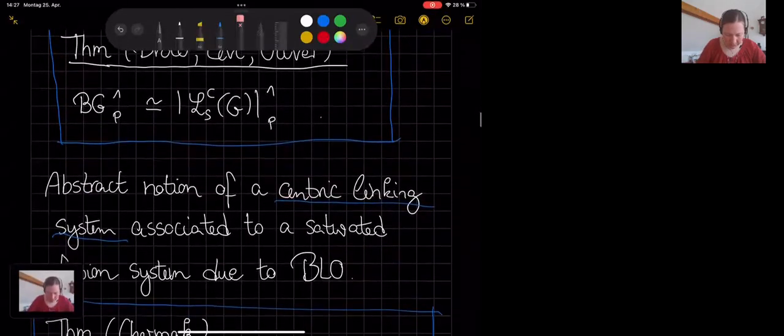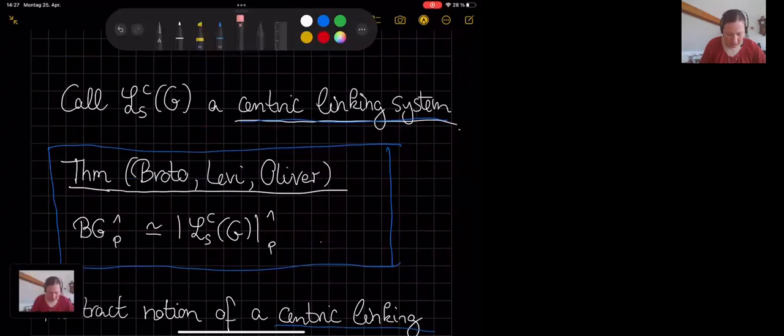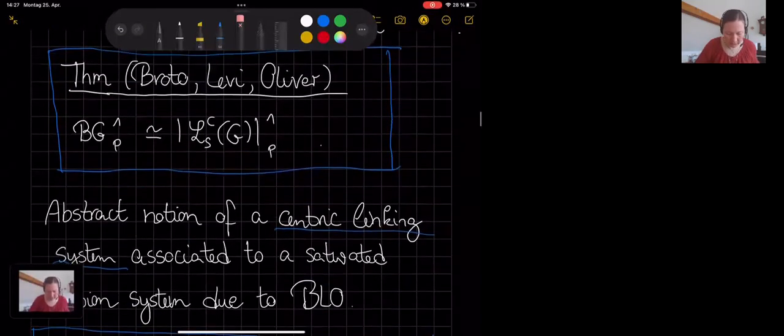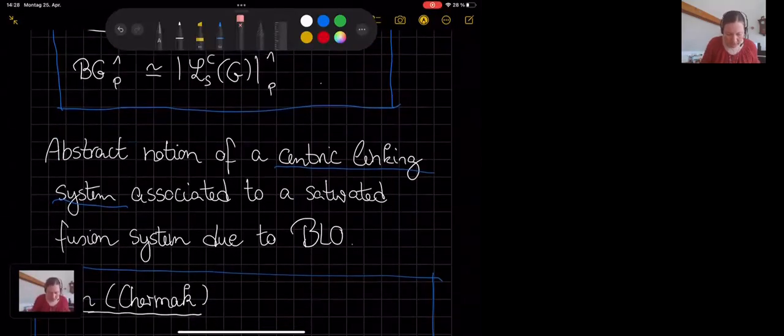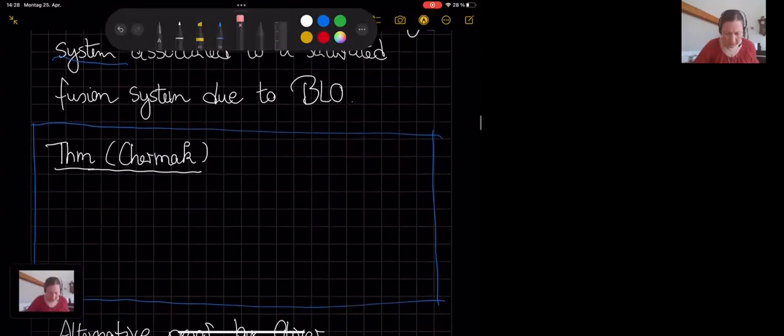So, the Martino-Priddy conjecture said that two P-completed classifying spaces are homotopy equivalent if and only if the fusion systems are isomorphic. And this comes fairly close to this, but just not quite close enough. So there's an abstract notion of a centric linking system associated to a saturated fusion system. This is due to Broto, Levi and Oliver. I will hint later on what this is, but I will not give a proper definition.